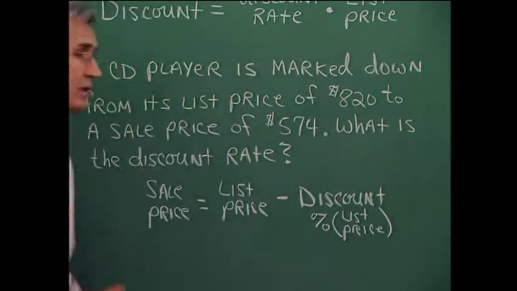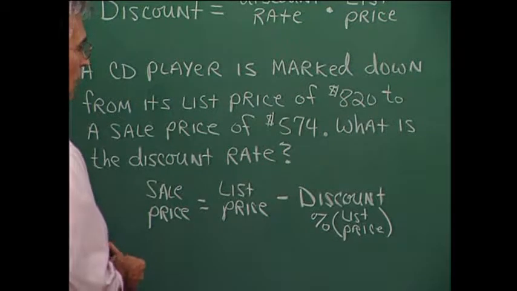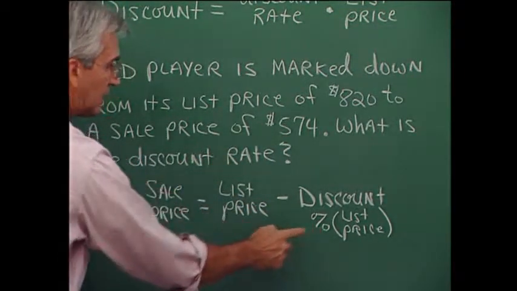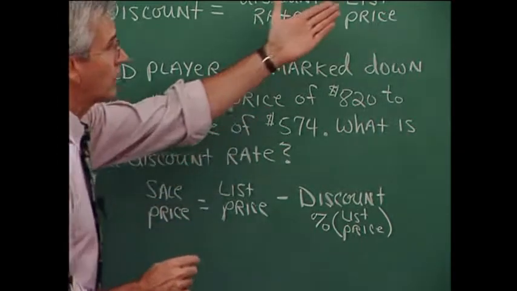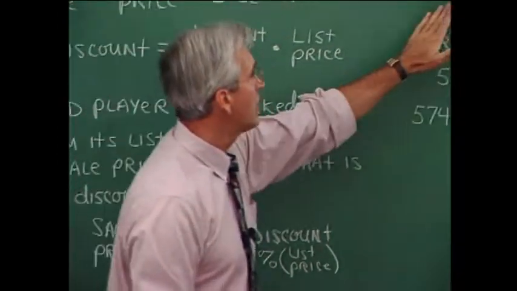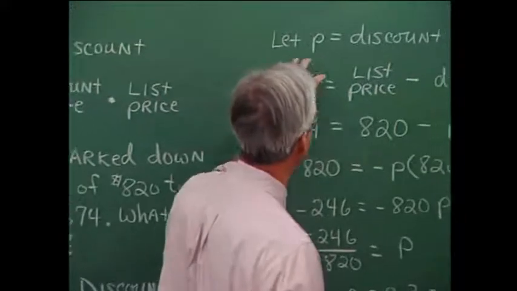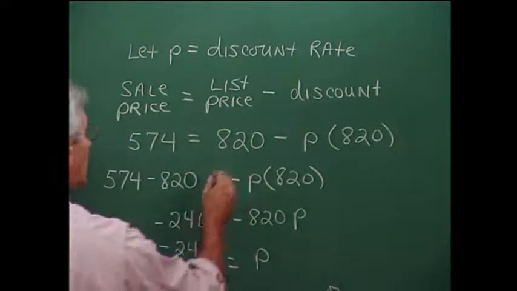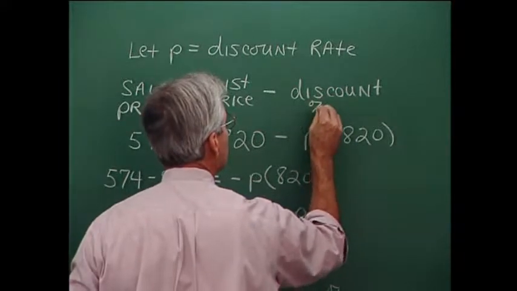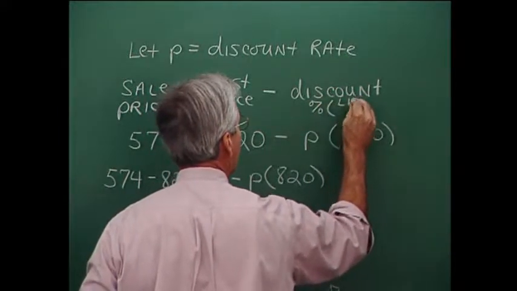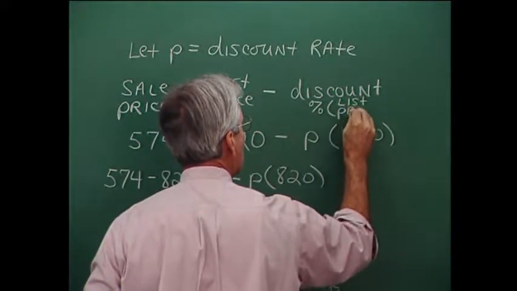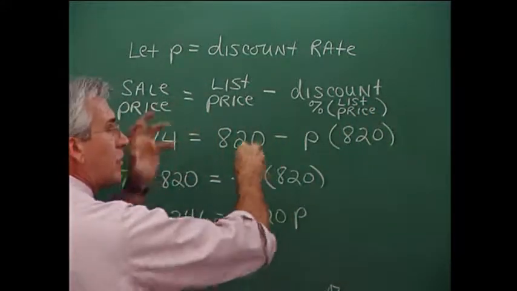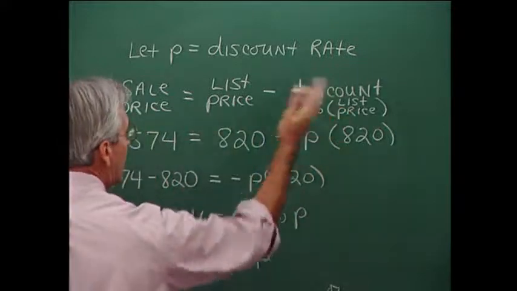Now all we have to do is write a label for the unknown quantity. The unknown quantity is the discount rate. It's this percent. So we're going to let P stand for the discount rate right up here. Let P stand for the discount rate. I've repeated our general idea, our general concept from below. And discount, remember, is some percent times the list price.